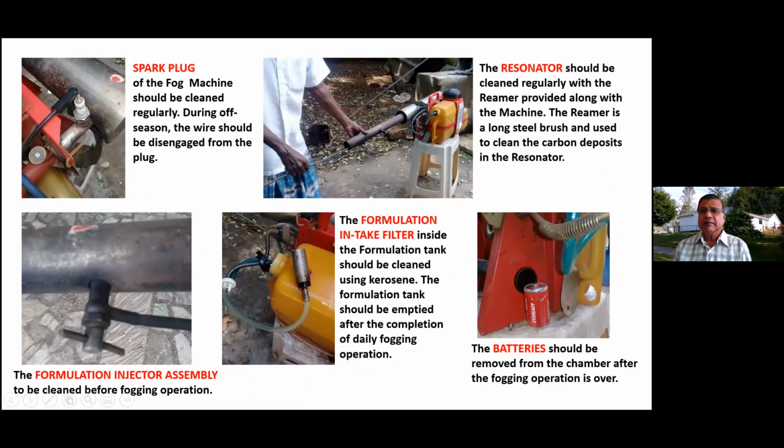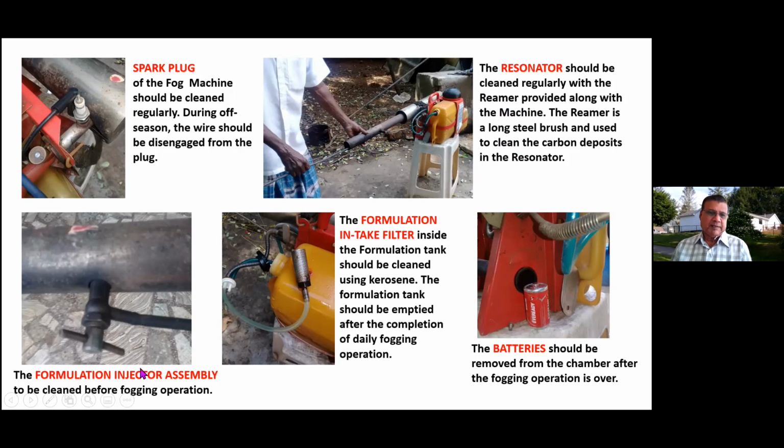The resonator should be cleaned regularly, using the reamer provided along with the machine. If you buy 5 or 10 machines in a batch, you will be provided with a reamer. A reamer is nothing but a long steel brush used to clean the carbon deposits in the resonator. See, this man is holding it. You will have to put it inside, outside, pull it, push it, pull it, push it, so that the carbon deposits are cleaned out from the resonator.